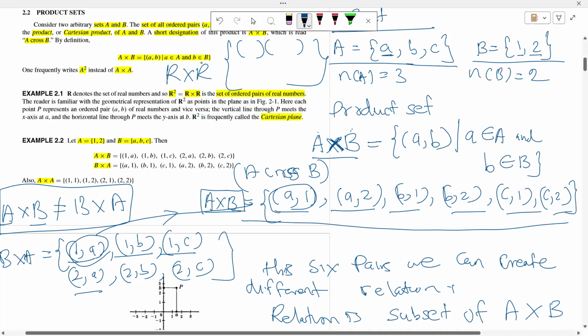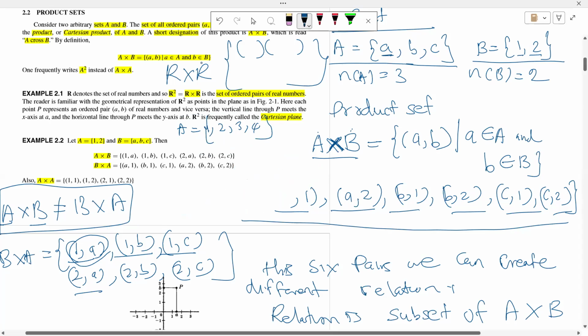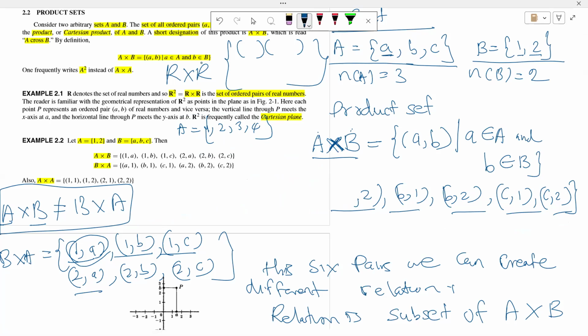So now I have a set A which has 4 elements: 1, 2, 3, 4, right? This is my question, answer this question. You have a set A, that set contains 4 elements, right? Now A cube. So now I need to know how many elements, how many ordered pairs you can create for A cube, right? How to do that?